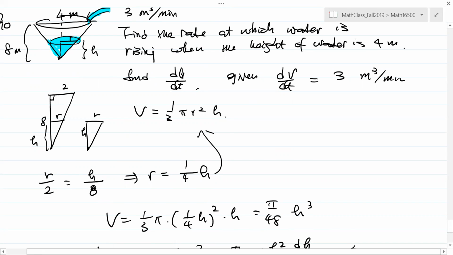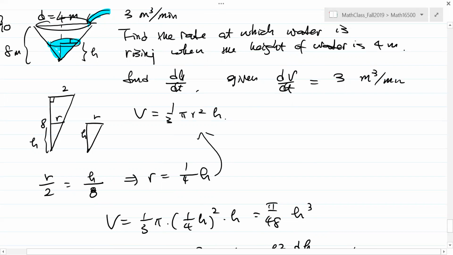I took it as radius. No, that's not the radius. I just said the diameter, not the radius. Okay. The geometry required for this section is the similarity of triangles and the Pythagorean theorem. Okay.